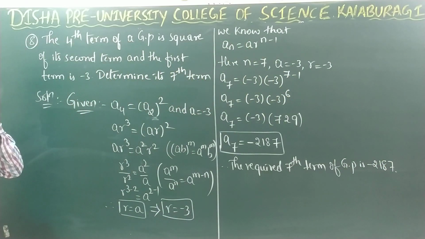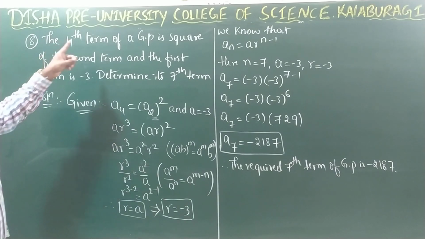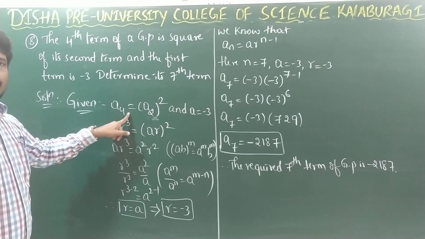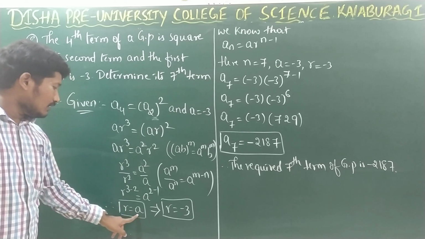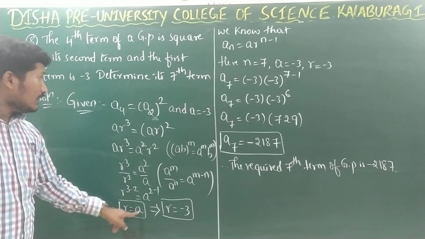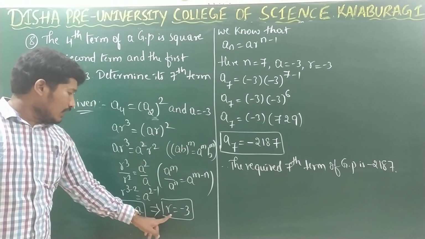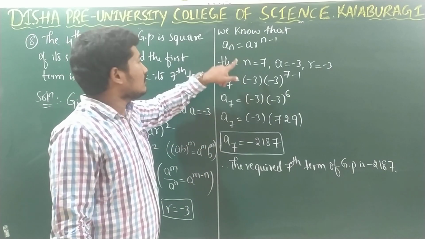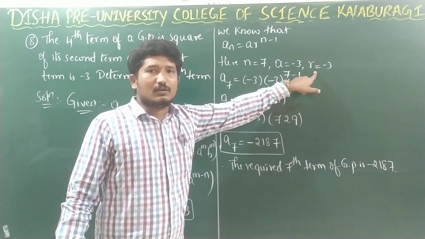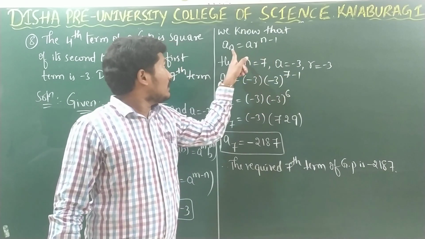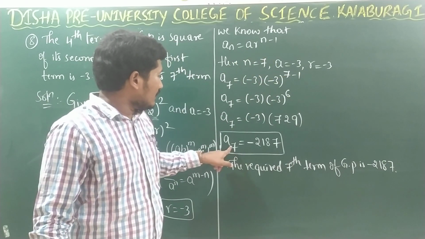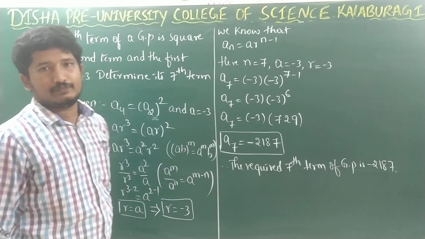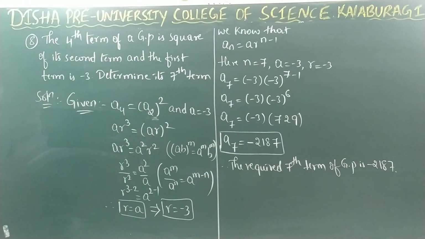So I hope you understood. What did we do? We have considered the given condition and we have calculated R. That is, R is equal to A. A is given as minus 3, so R will also be minus 3. And we have used the nth term formula. We have substituted the values of N, A and R, and we have calculated the 7th term. Right? So I hope you understood. So we will solve one more problem and we will end this session.